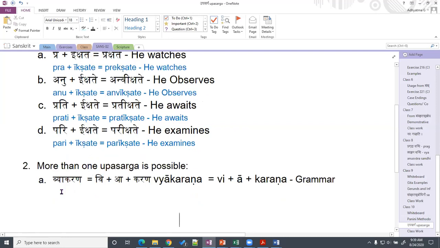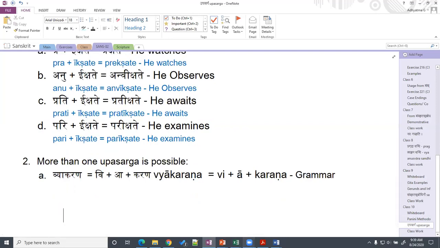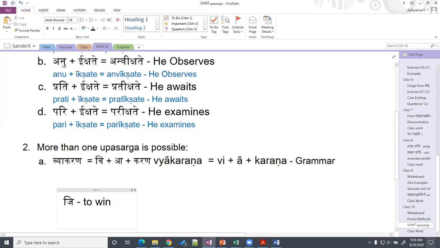Another thing which can happen with an upasarga is that a verb can change from parasmaipadi to atmanepadi. Not very common, but it's possible. So for example, ji is a verb, meaning to win. If I make a simple tense, lat lakara, it becomes jayati. He wins. Jayati.